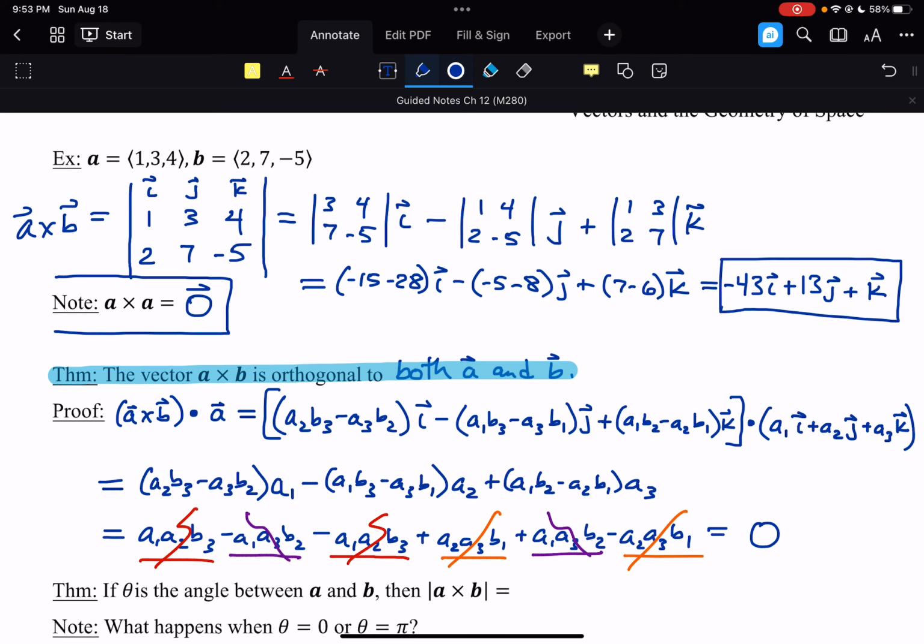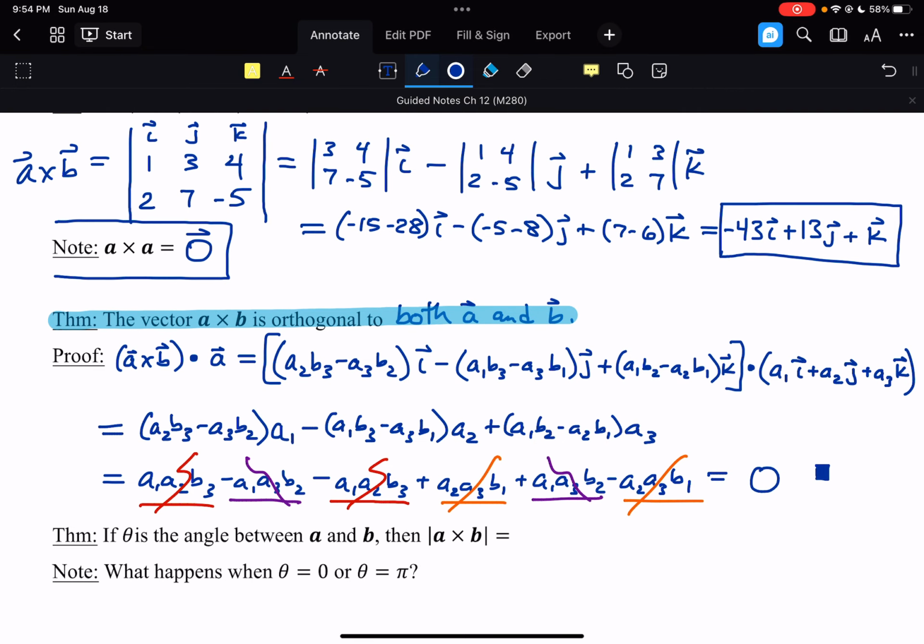And our goal was to show that A cross B and A are orthogonal. The way we do that is by taking their dot product. If the dot product is 0, then that means they're orthogonal. So this is exactly what we needed to show. So we'll just put a little box there that indicates that our proof is complete. We found what we needed to find.